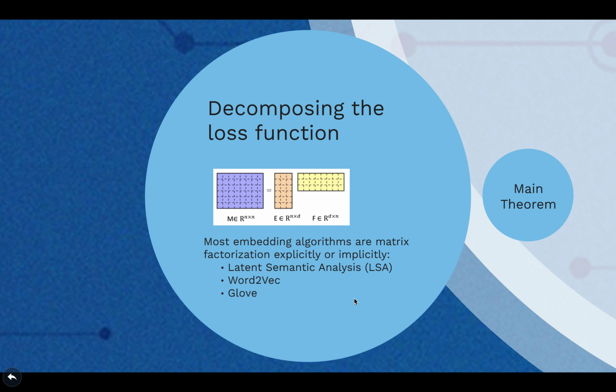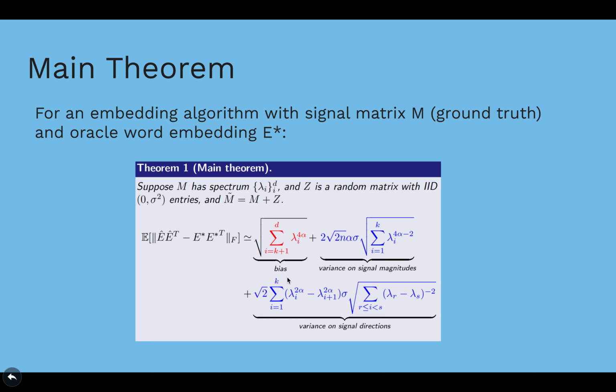Now that we have a loss function, our next step is to decompose the loss function between an embedding matrix and its corresponding oracle embedding. We observe that most embedding algorithms are matrix factorizations of some sort. With this observation, our main theorem approximates the loss function into a bias and variance term, where the spectrum lambda and noise sigma here can be estimated using statistical techniques. Thus, we just need to find the dimensionality that optimizes the right-hand side.